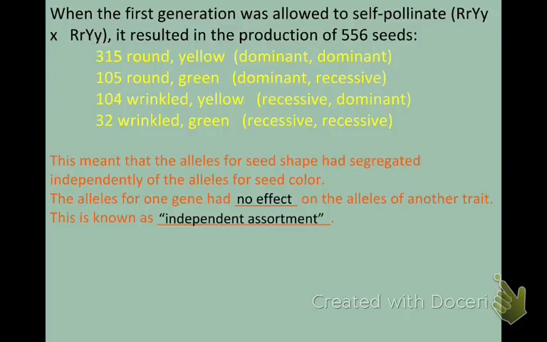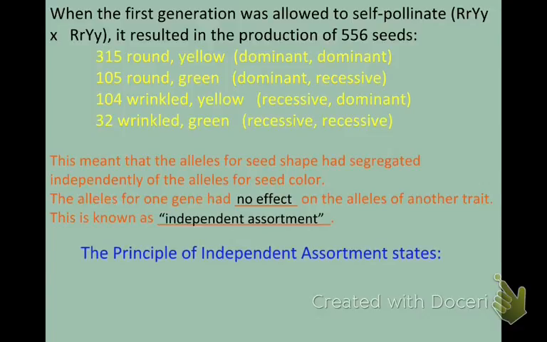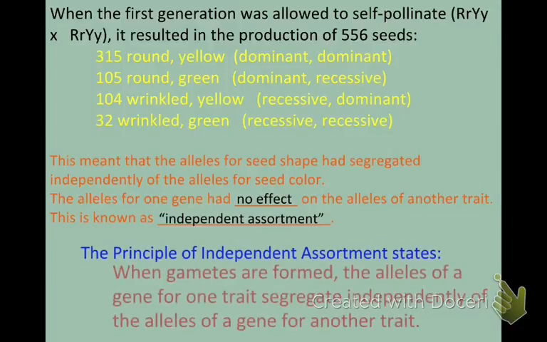So just because you're tall doesn't mean you can't have blue eyes. Just because in these pea plants they had a round seed didn't mean it had to be yellow or it had to be green. There's two different options working independently of each other. So the principle of independent assortment states that when gametes are formed, the alleles of a gene for one trait segregate independently of the alleles of a gene for another trait. And this was one of Mendel's three principles.